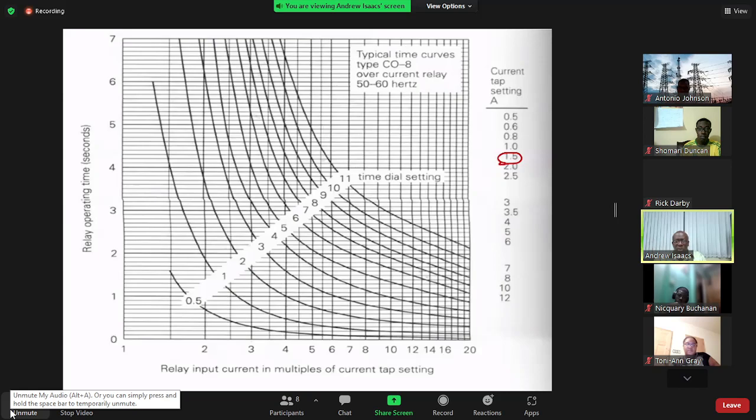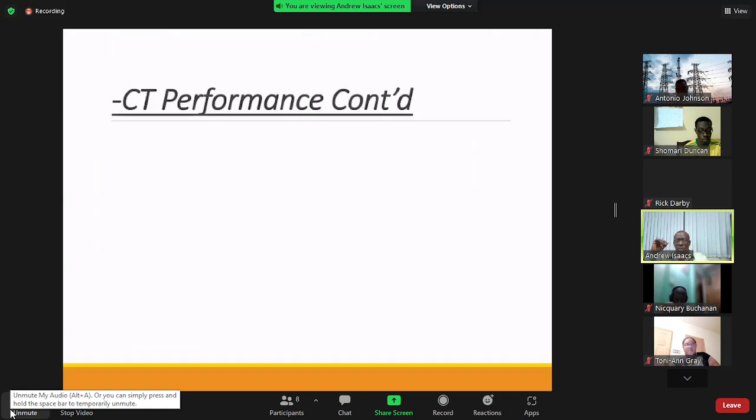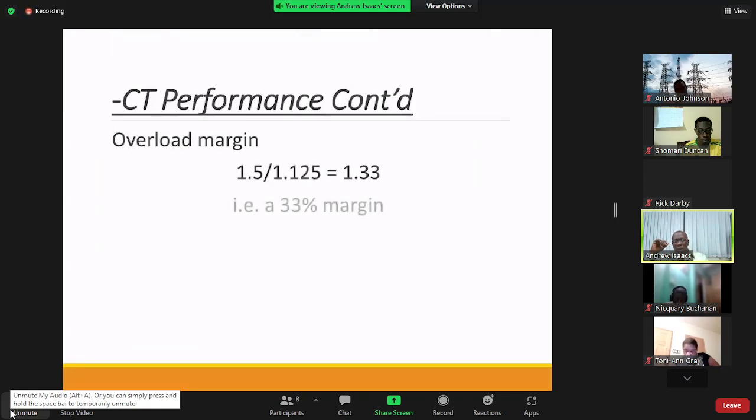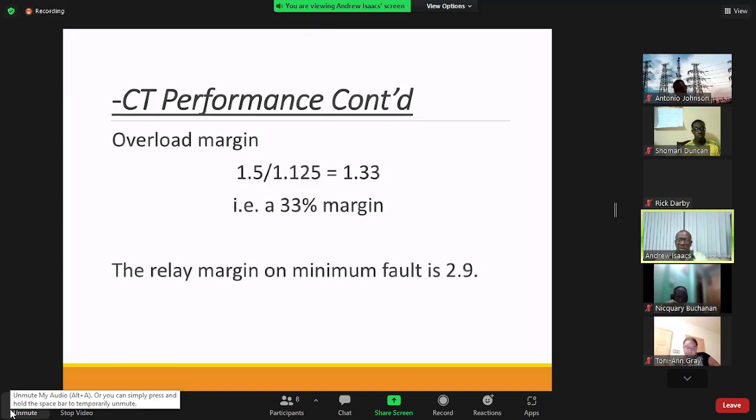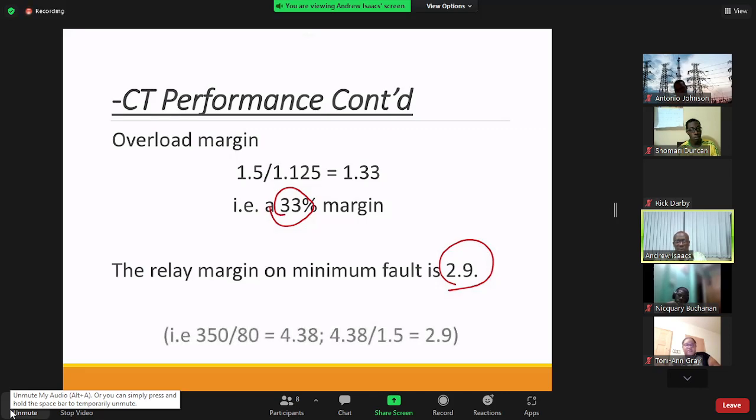So if we go back to our curves, we have the 1.5. So let's look at the performance of the CT. Going through the same thing we just did. Overload margin means that the equipment will have a margin of overload of 33%. On minimum fault, we had 3.5 before, now it is 2.9. I don't know why I keep putting on these extra decimals, but anyway. On that 2.9, we have 350 over 80. We're dividing that by 1.5. So we see that in terms of multiplier on the minimum fault, not much has changed. 3.5 to 2.9.